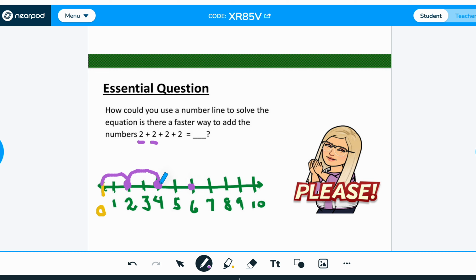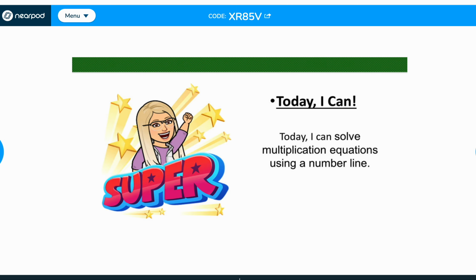Here's the number 6. I'm going to hop to that one on the number line. Excellent. Oh yeah, I can do this one as well. So I know that I have 2 plus 2 plus 2. By using a number line, I got 2, 4, 6, 8. So I'm going to get the number 8. So today, I can solve multiplication equations using a number line.